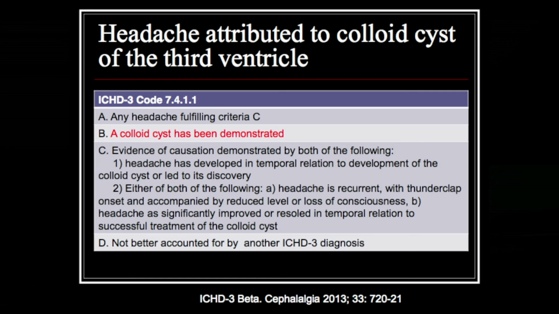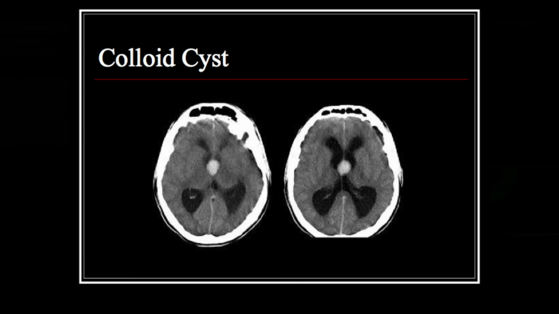Now, headaches attributed to colloid cysts, so you can get colloid cysts of the third ventricle. And so basically, it's the same type of theme where you have to have a colloid cyst demonstrated, and then there has to be some temporal relationship between the colloid cyst and these headaches. And these headaches can also be positional, as this cyst flops in and out of the third ventricle. This is just a picture of the colloid cyst.